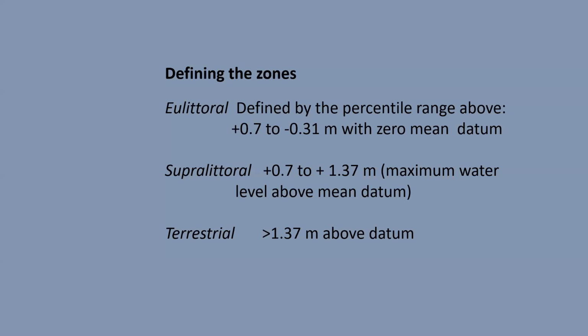The supralittoral, which again has its counterpart in the marine environment, I take above that. In other words, it's plus 0.7, and it goes up to 1.37 meters, which is the maximum water level which was determined during those 5 years. I think that is probably a reasonable estimate of what it would be most years, or most 5-year periods. I mean, very occasionally it's gone higher. That's pretty much the area that gets wetted, at least occasionally. And the terrestrial zone is simply defined as the area above that, which I haven't spent so much time looking at.